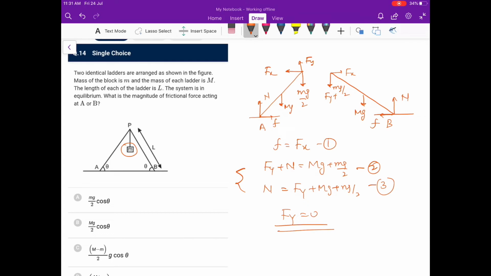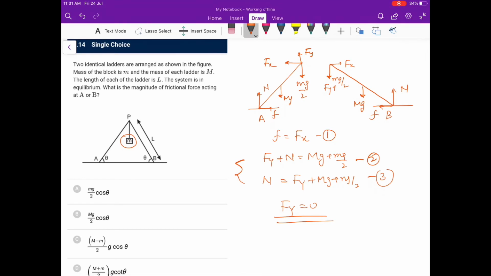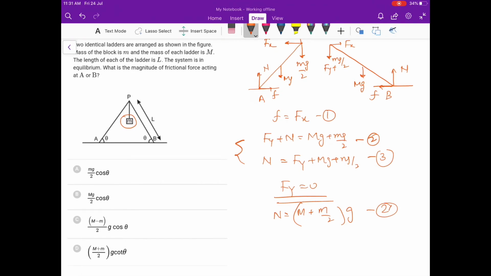So Fy is 0, which we were also expecting, because they only push horizontally. Fy is 0. So now we are left with the equation: N is equal to m plus m by 2 g. So this is now my second equation. Let's call it 2 dash if you wish. Now do some torque balancing.